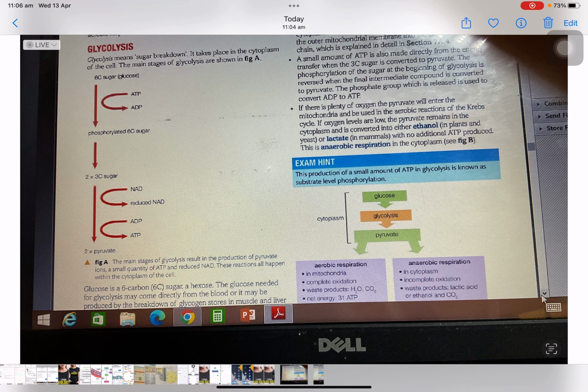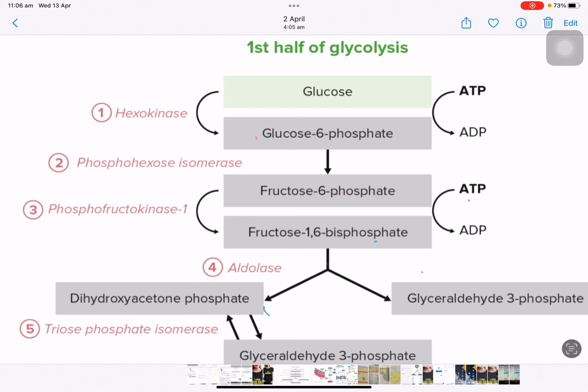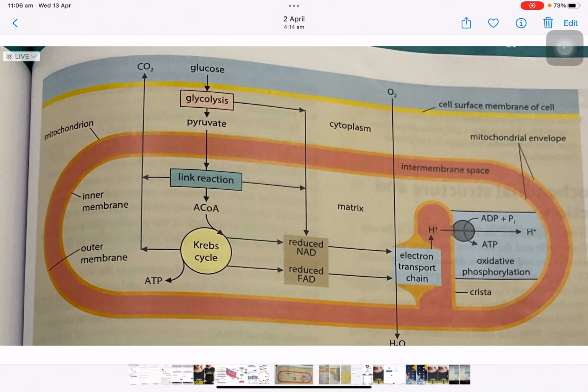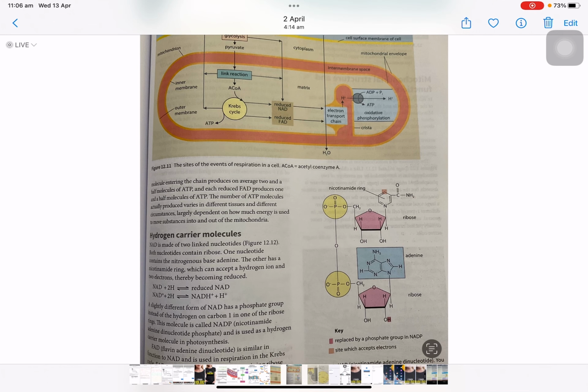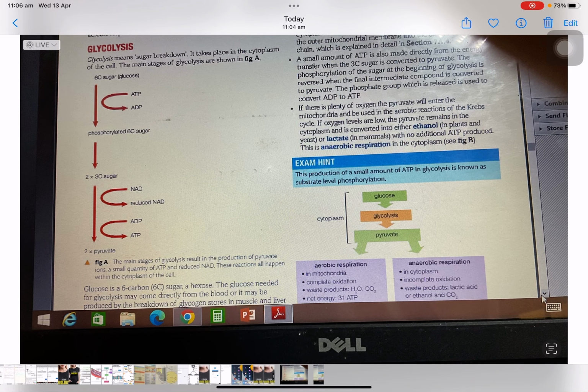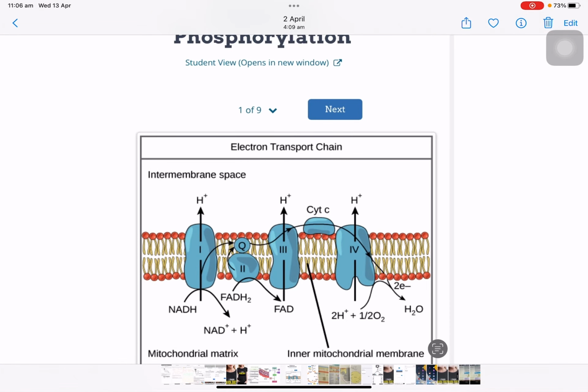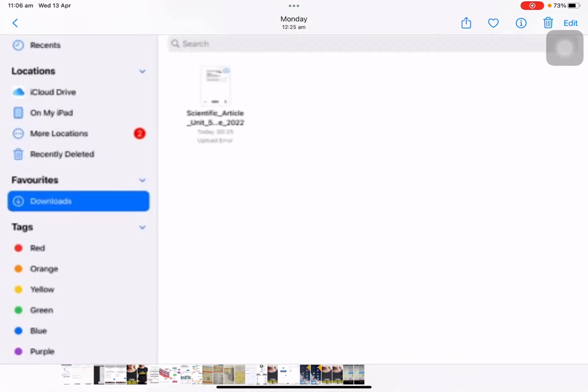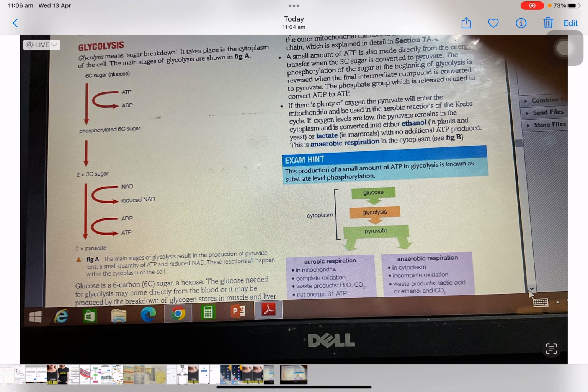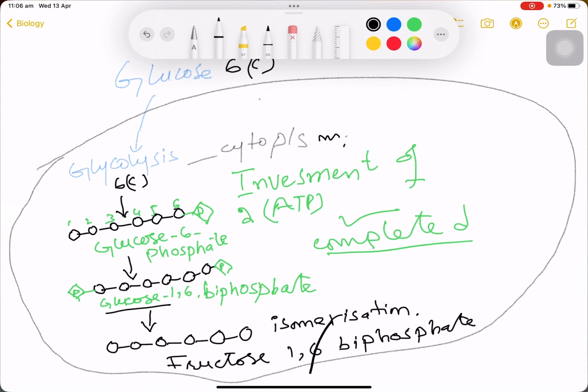Here is one of the images that is there in the Edexcel board book, and there is another image that I will show you which is present in the Cambridge book. Okay, here is the Cambridge book review and this is the Edexcel textbook image. Now I'm going to begin with glycolysis as the first series of reactions, the first step of the reaction. Let me explain how glycolysis takes place.